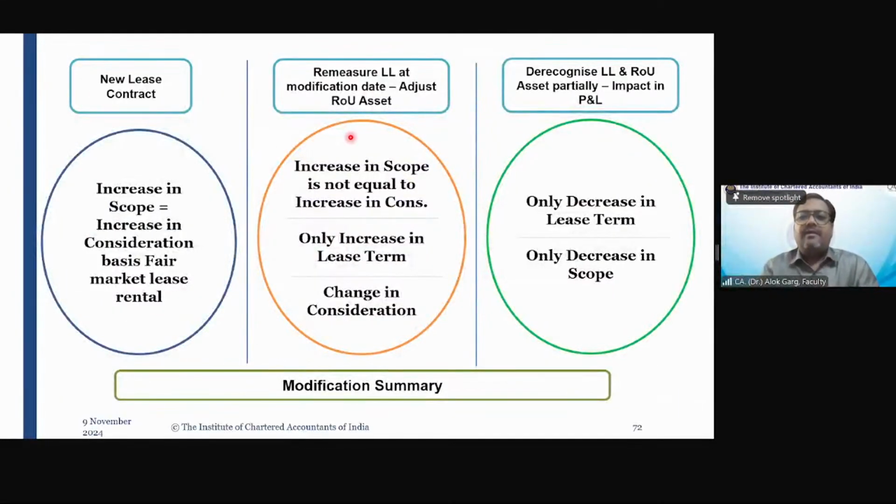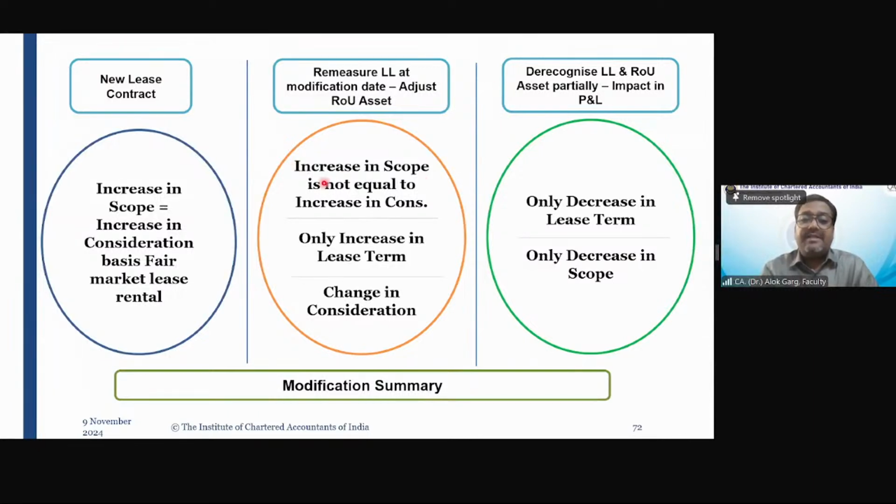So friends, whenever there is an increase in scope along with an increase in consideration at fair market rental, it means your scope is increasing and your rent is also increasing, and that rent is on the basis of market value. So it will always be a new lease contract.